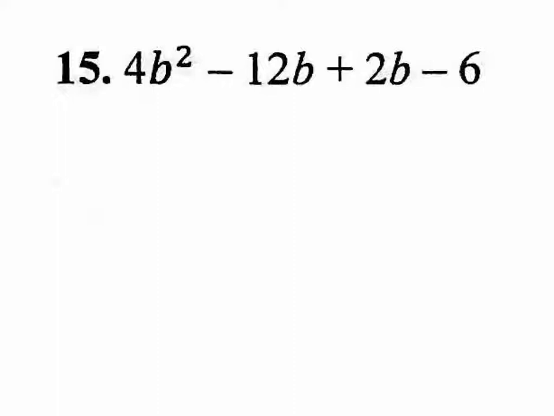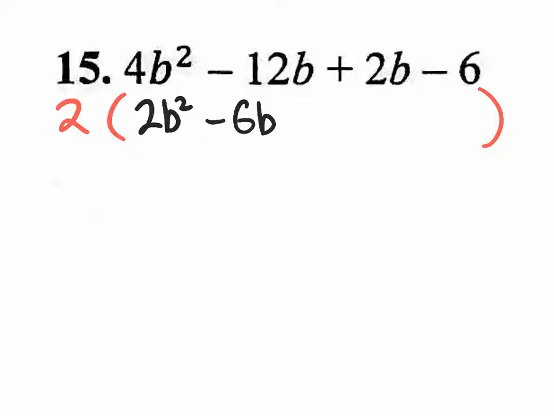Yes, there is, right? So what could we pull out? 2. So I'm going to put a 2 out here, and then I'm going to rewrite the inside of my parentheses. And what would that be on the inside? 2b squared minus 6b plus b minus 3. Now, notice I did this on purpose.